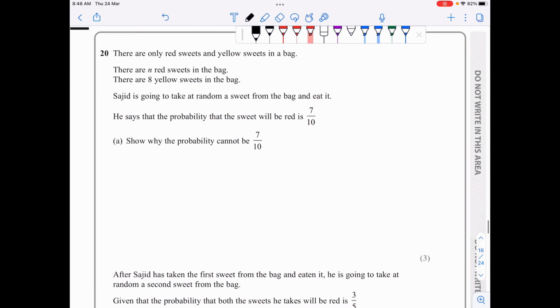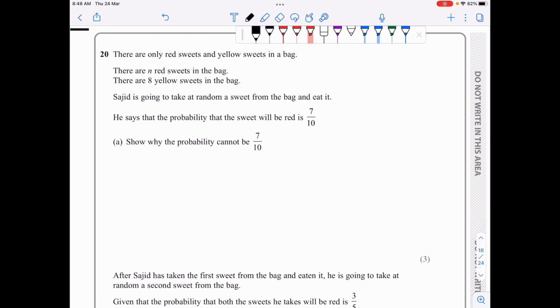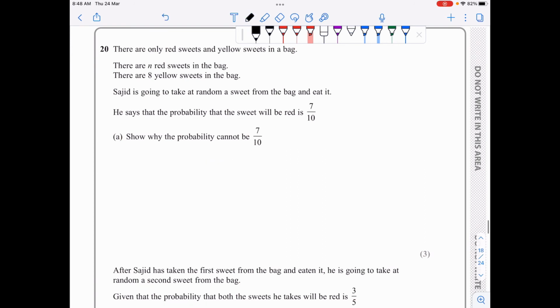Question 20, we've got red sweets and yellow sweets in a bag. We've got n red sweets and 8 yellow sweets, and Sajid will take a sweet at random and eat it. He claims that the probability it will be red is 7 out of 10, and we need to show why this cannot be the case. So I will start off by saying that the total number of sweets is n plus 8, the number of red sweets plus the number of yellow sweets. The probability that we take a red sweet will be the number of red sweets n over n plus 8, and Sajid claims that this is 7 over 10.